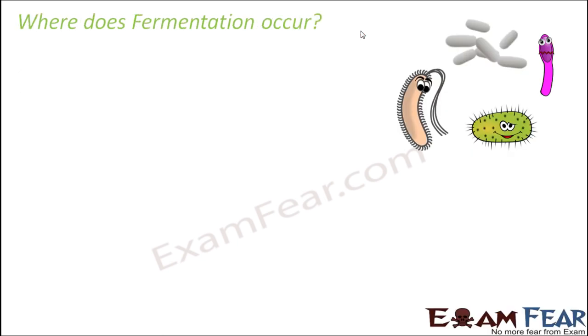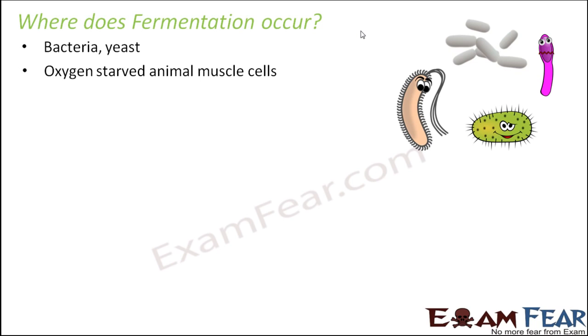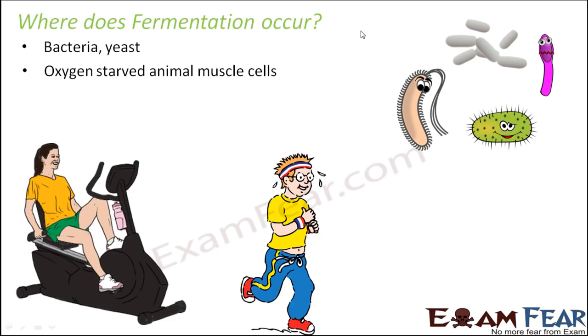Now the question is, where does fermentation occur? Where do we see this fermentation happening? It mostly happens in microorganisms like bacteria and yeast, which live under anaerobic conditions. It is also seen in oxygen-starved animal muscle cells.